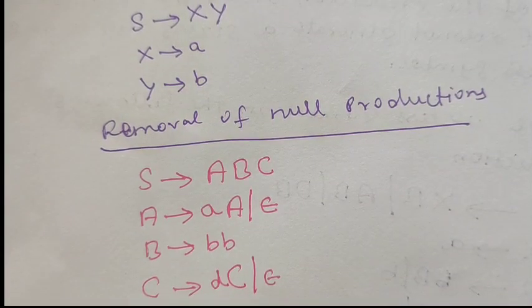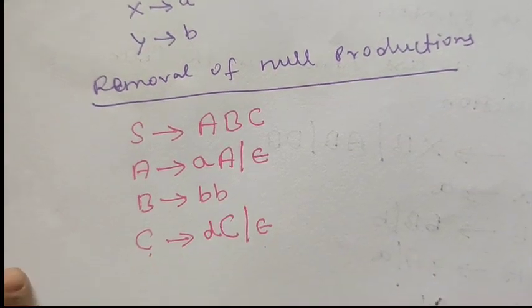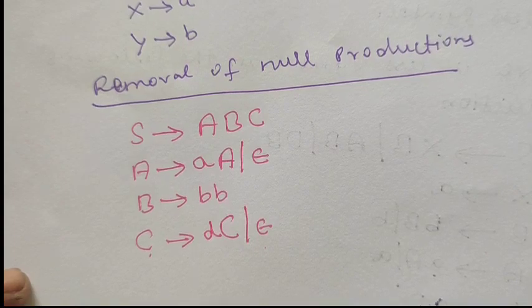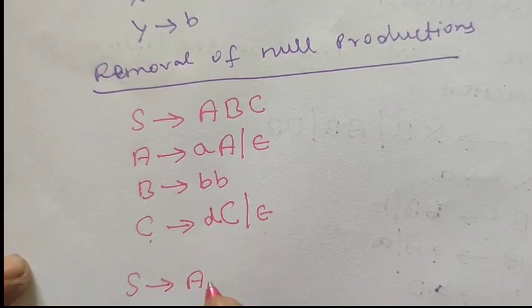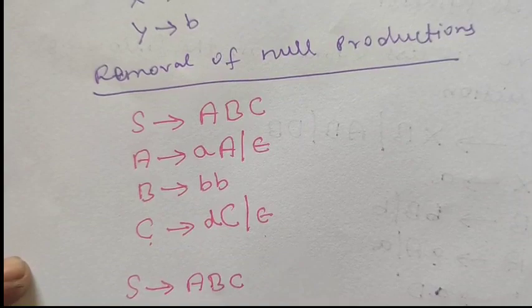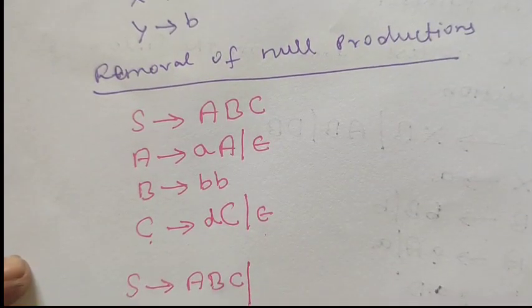Now, first we have to see which productions are giving you the null production. So, in this problem, A and C are having epsilon transitions, isn't it? Such productions are called null productions. So, how to get rid of that? I will start from the first production, S tends to ABC. Put a bar, so don't touch the original production.